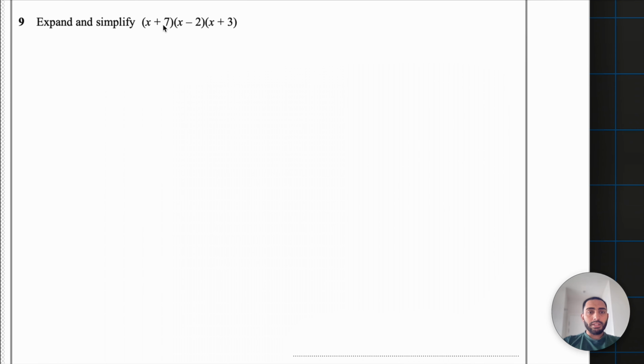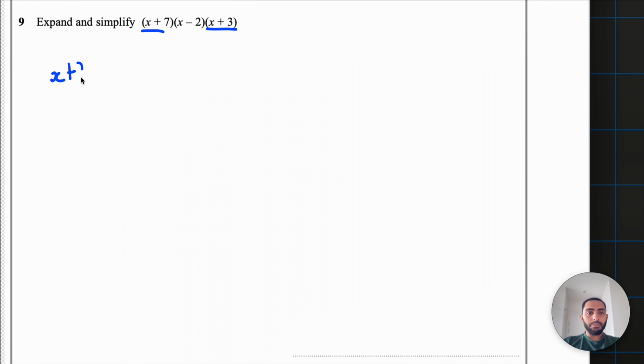Question 9. Expand and simplify x plus 7, x minus 2, and x plus 3. So I've got triple brackets here. I'm going to expand two of the brackets together first, and then I'm going to multiply that one by the other one. Because I've got positives in these two, I'm going to multiply these two by each other first, and then I'll do this one last, because I want to avoid this negative to avoid making any mistakes.